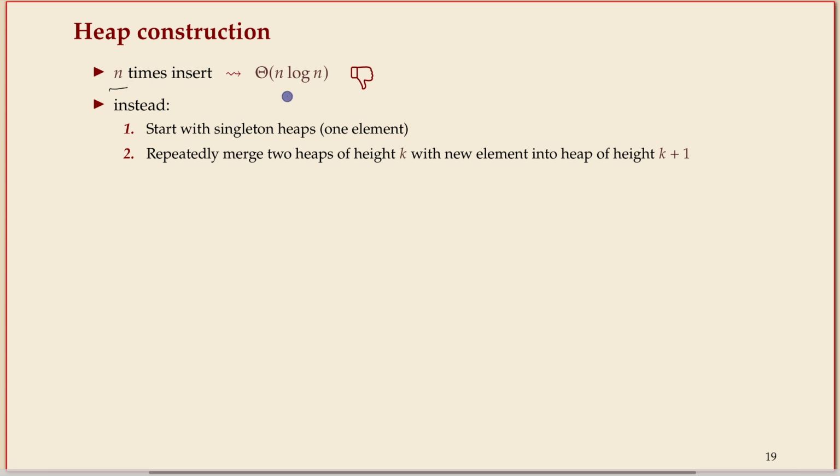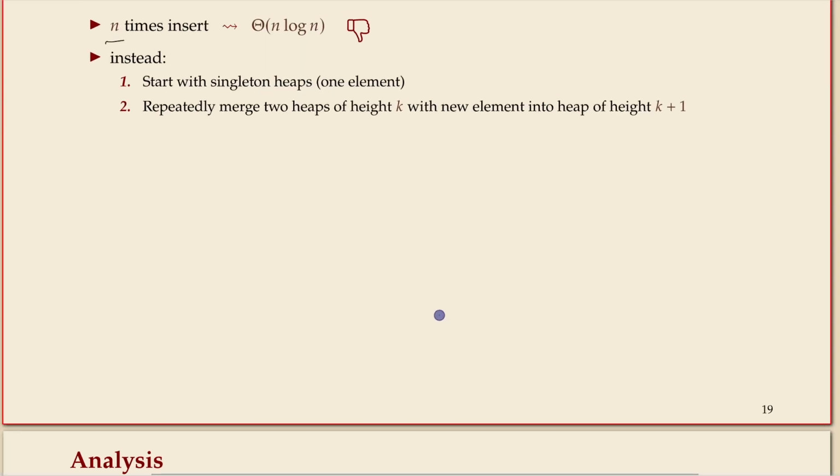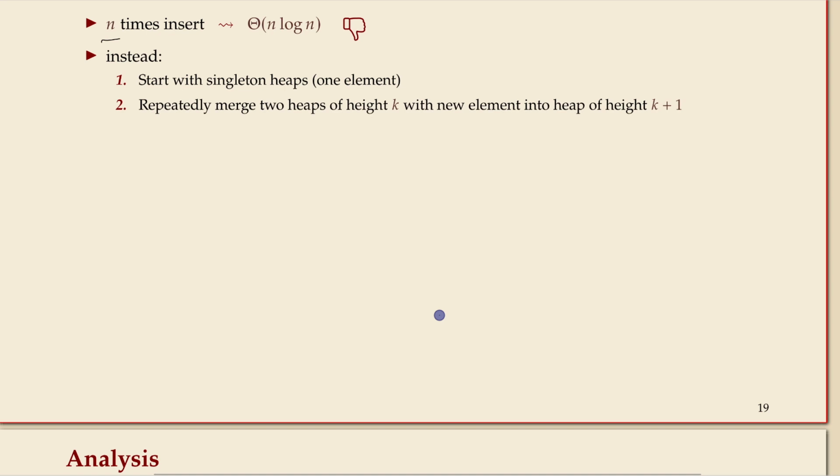If you do it one after the other, we haven't talked about the height of heaps in much detail, but I mentioned that it's logarithmic in n. It's basically log n plus 1. So you will get a total running time for the n inserts of n times log n. And instead, there's a smarter way to do it, which is a little tricky. So let me try to just draw an example.